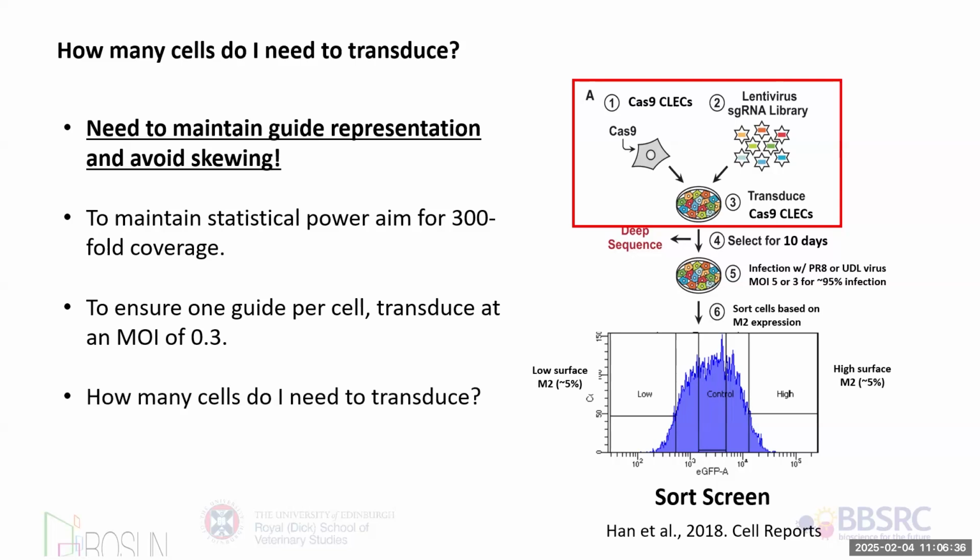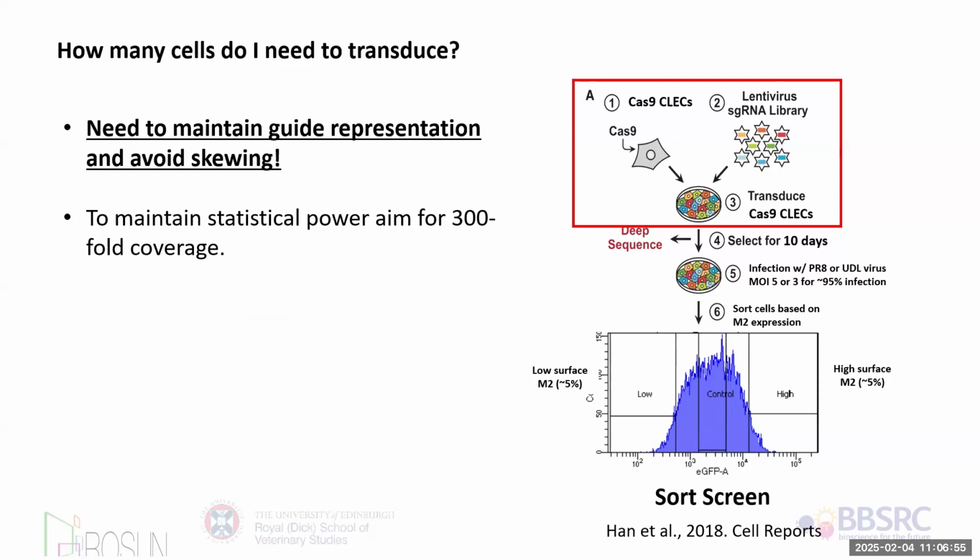Okay, that gets us to the first question, which is how many cells do we need to transduce? I just realized some of you are struggling to get access to the cloud and the presentation. Essentially, what you need is the information from these last 2 slides to calculate how many.